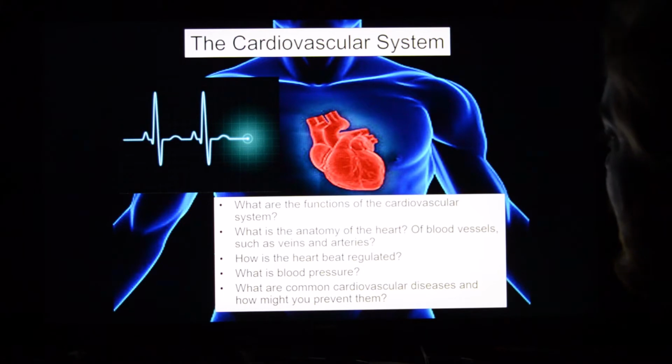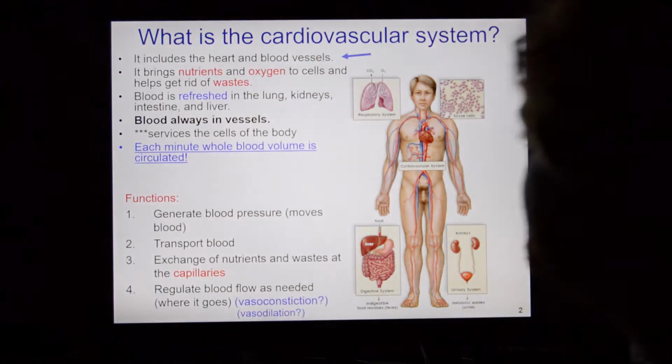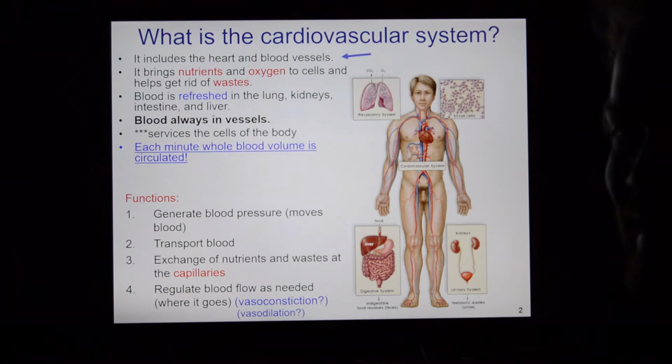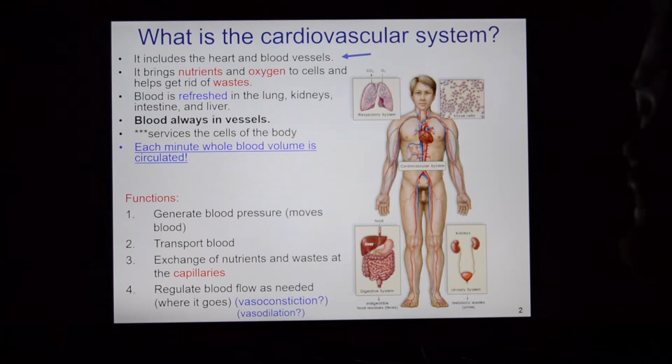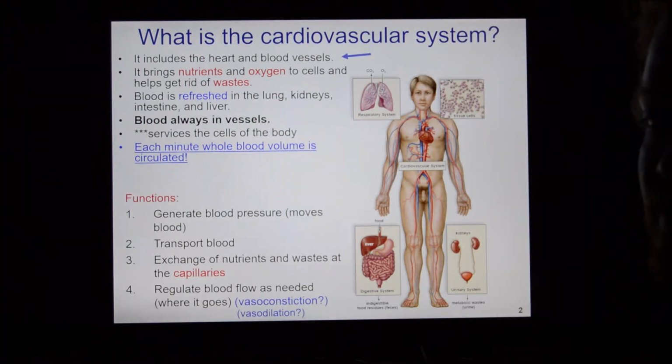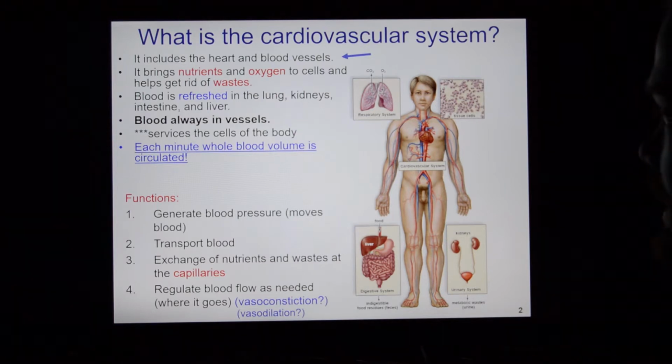All right, so let's go here. The cardiovascular system includes the heart and blood vessels. Heart and blood vessels, not what's flowing through them necessarily. The blood itself is a connective tissue that is associated. At least that's the way I view it.